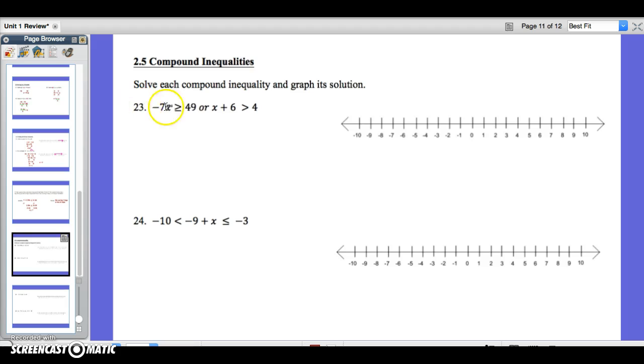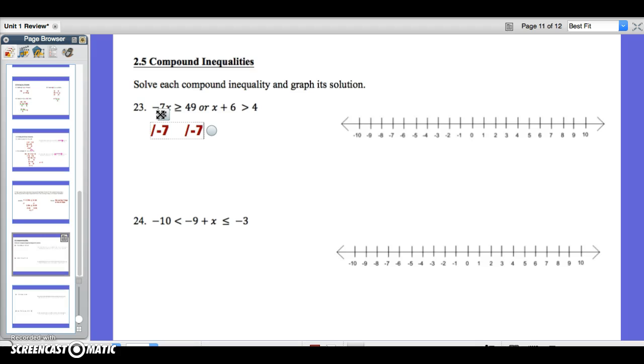So let's look at this. We have negative 7x is greater than or equal to 49, or x plus 6 is greater than 4. So we're going to solve each of these individually. I can interpret right here that this negative 7 is tied to the x by multiplication. So what we're going to do is divide by negative 7, because the inverse operation to multiplication is division.